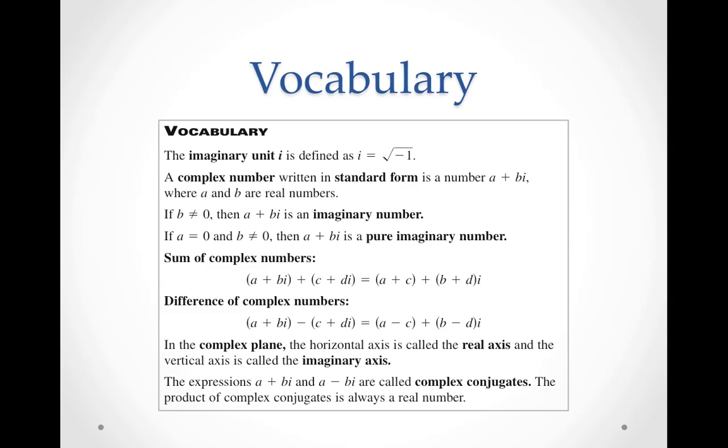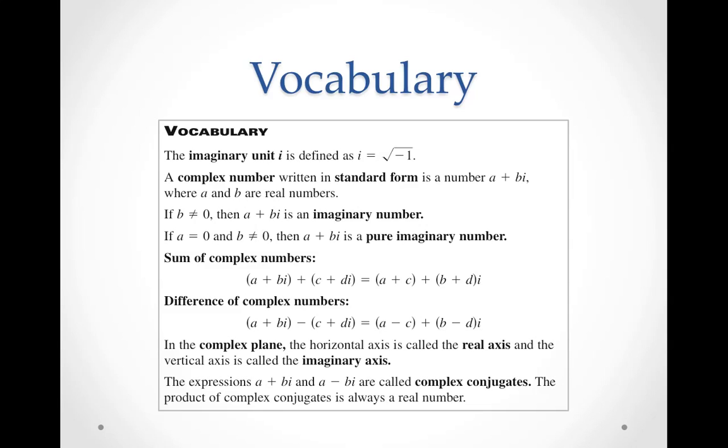The sum of complex numbers, so you see a plus bi, that's one complex number, plus a second complex number of c plus di, simply means that we're going to rearrange things, and we're going to add the real parts together, and we're going to add the imaginary parts together. And you're going to see examples of that in just a minute. Same with the difference of complex numbers. We're going to rearrange things, but we need to make sure that we're subtracting both the real parts and the imaginary parts.